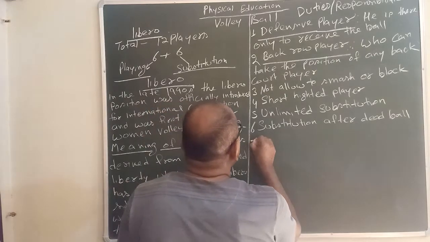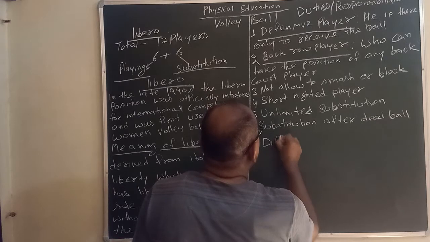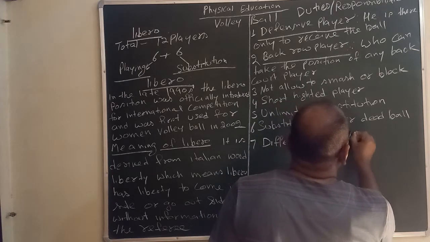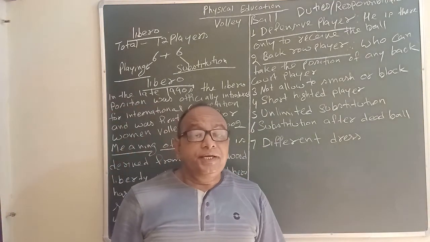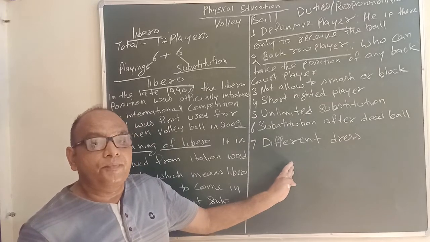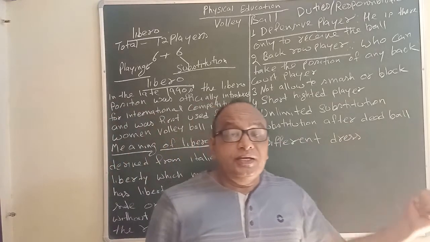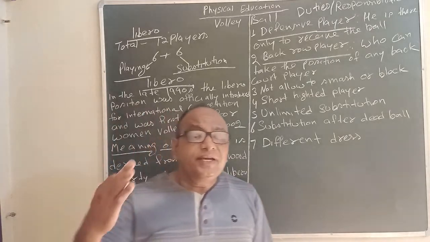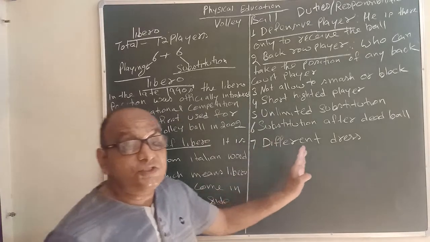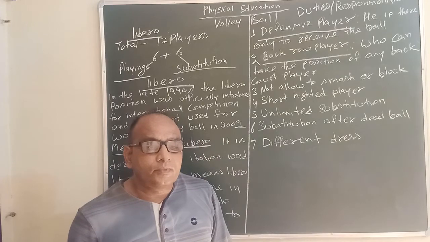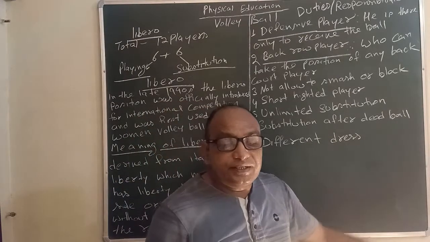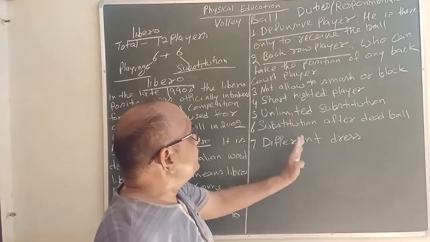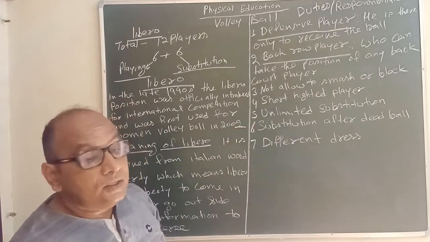And next point is different dress. He has to wear a different dress. Here you can say he has to use a contrast dress to identify libero. His dress will be contrast, so that the referee will easily identify that he is libero. So libero's dress will be different. So these are the duties and responsibilities of the libero.